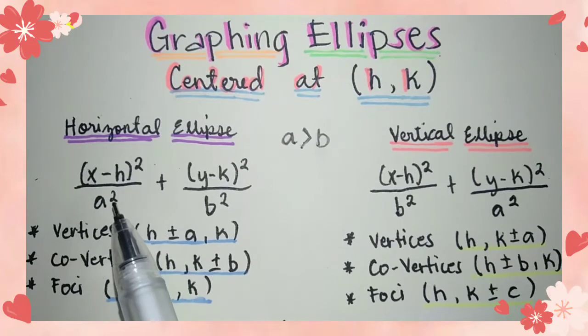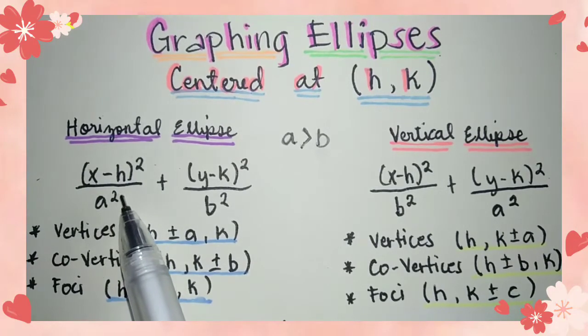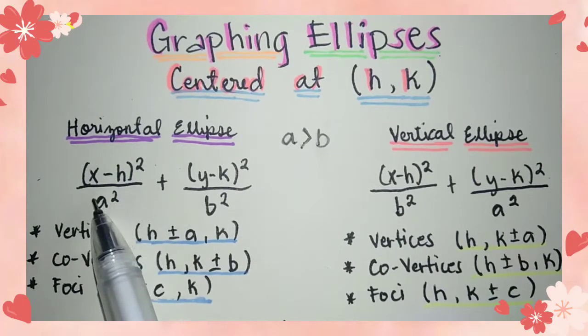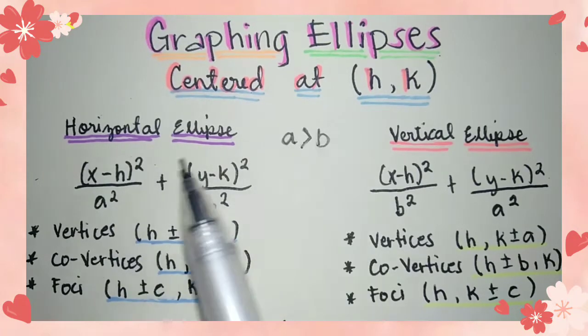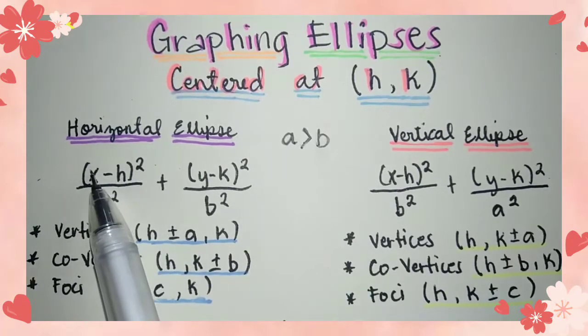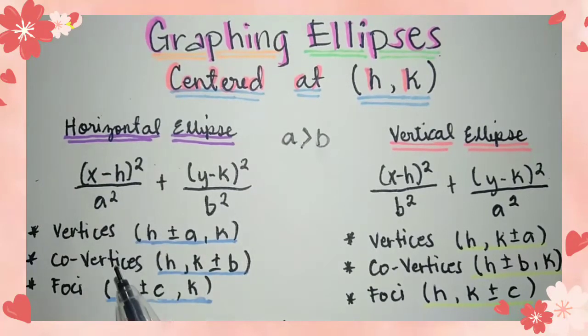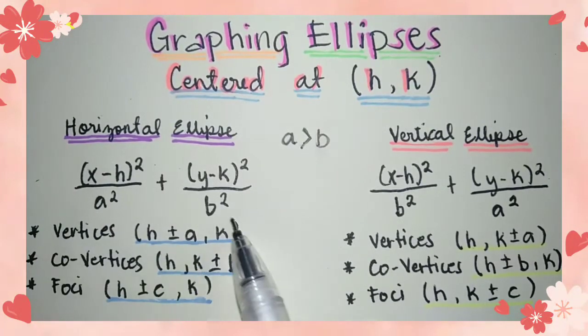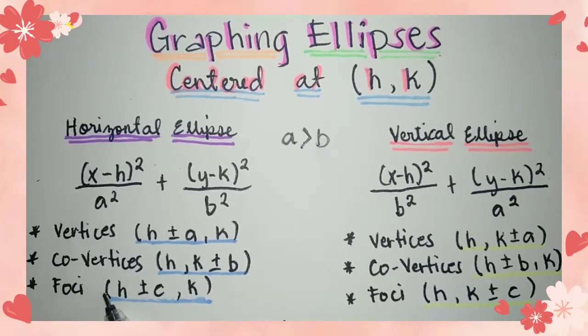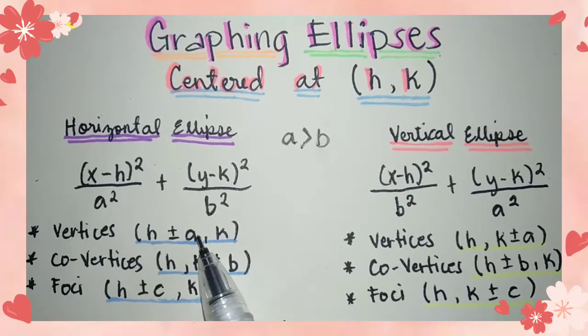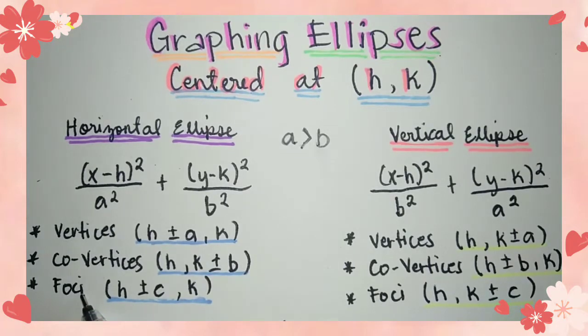Meaning to say, kapag nandito yung higher number, okay? Remember a is greater than b. Kapag nandito yung higher number and nasa tapat siya ni x, meaning to say, we have our horizontal ellipse and ito yung mga coordinates niya, vertices, co-vertices, and foci. So, for the vertices, we have h, plus and minus a, and k, and co-vertices h and k, plus and minus b. Of course, our foci is h, plus and minus c, and k.